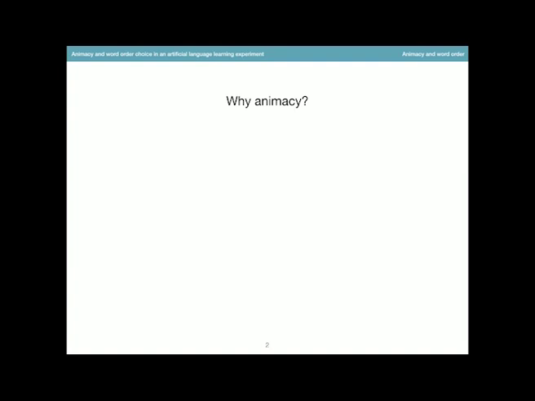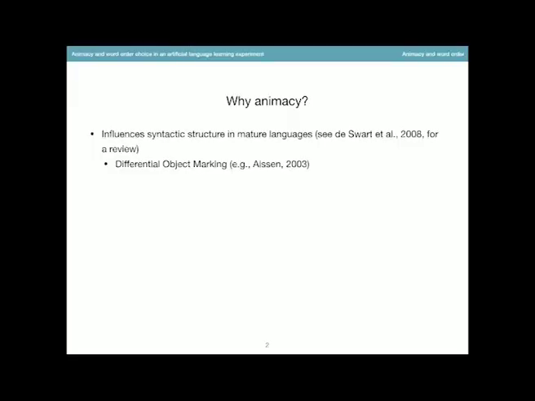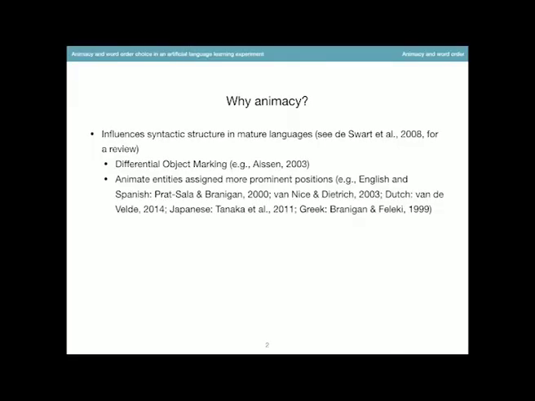Well, the relationship between animacy and syntactic structure has been well documented and well studied in typological studies and language production studies. One example of this is differential object marking systems, which are often based on animacy distinctions. There have also been a whole load of language production studies that have found that when people describe events or scenarios, animate entities tend to be assigned more prominent positions than inanimate entities. So they tend to be mentioned first or earlier, or they're more likely to be assigned a subject role.